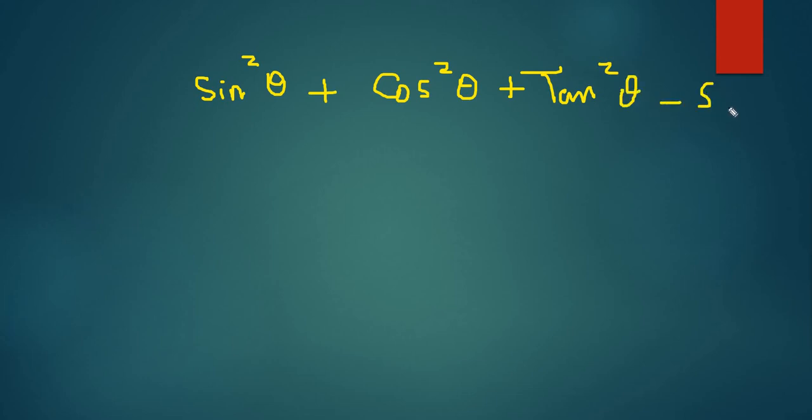Sine power 2 theta plus cosine power 2 theta plus tan power 2 theta minus sec power 2 theta equals, we know cosine power 2 theta plus sine power 2 theta equals 1, and tan power 2 theta minus sec power 2 theta equals negative 1. Therefore, the answer equals 0.